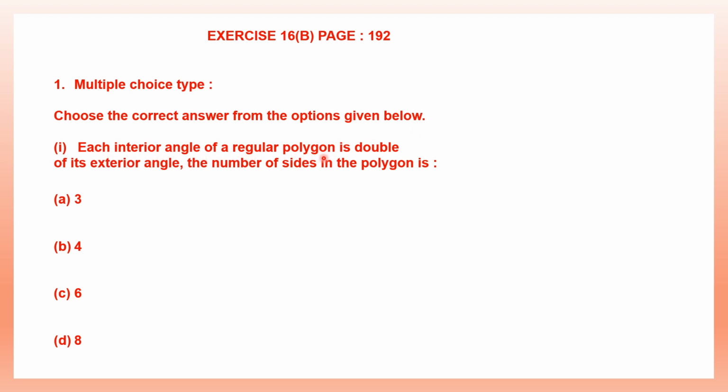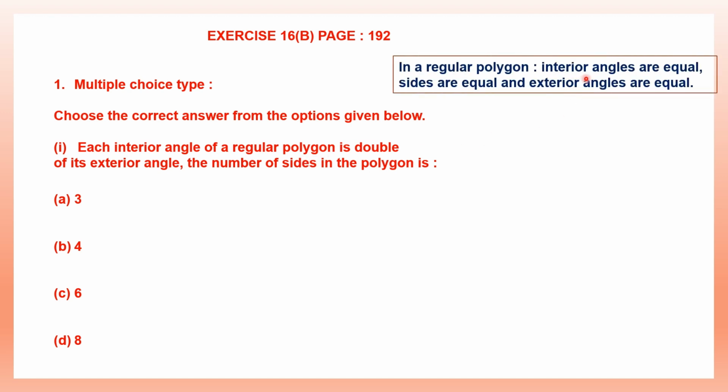A regular polygon is what polygon? It is a polygon in which the interior angles are equal, sides are equal, and the exterior angles are equal. Such a polygon is called a regular polygon. So here in this question, each interior angle of a regular polygon is double of its exterior angle. So the number of sides in this polygon is one of these.